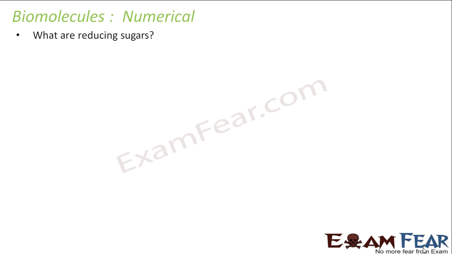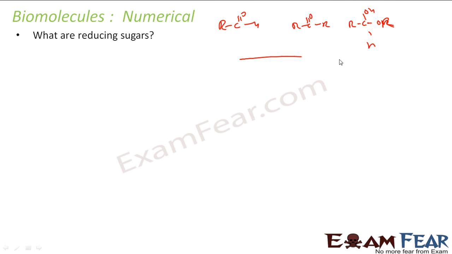Reducing sugar, we have seen this. So anything which has an aldehyde, ketone, or hemiacetal group will reduce Fehling's and Tollens' solution. So they are called reducing sugars. If you see all the monosaccharides and all the disaccharides except sucrose, we have seen they are reducing sugars.